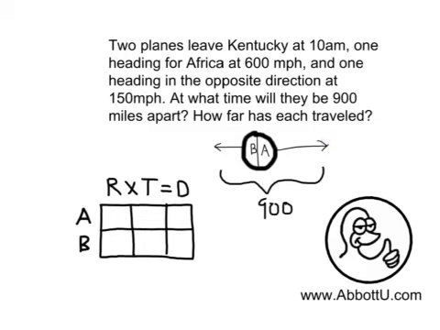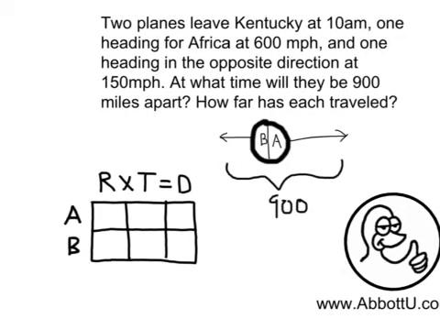And by the time that happens, plane B will have traveled less distance than plane A, because plane B is moving slower. Plane B is only moving at 150 miles per hour, and plane A is moving at 600 miles per hour. Okay. So let's fill in the table as best we can with the given information. So once again, analyzing plane A. Now once again, it's kind of tough because the word problem didn't say plane A and plane B.